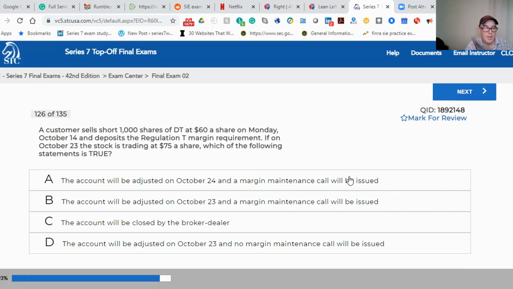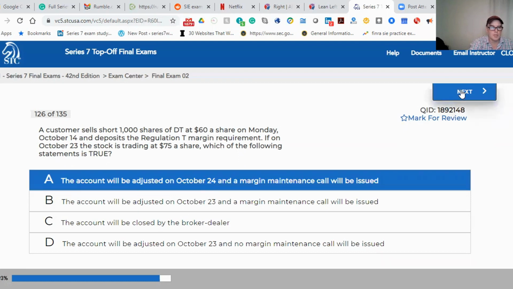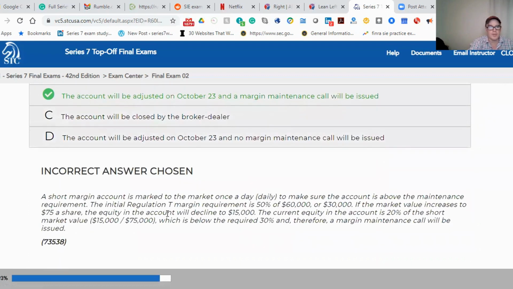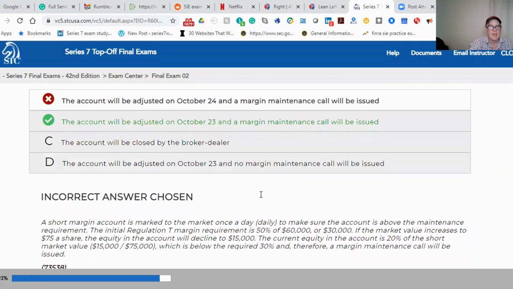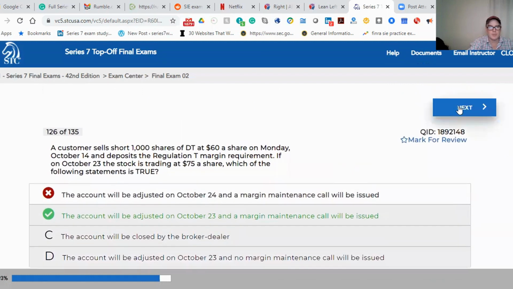Now, if on October 3rd the stock's trading at 75, well, it's higher than the 69. So that means we're in trouble. I'm going to get the date wrong, but I will owe a maintenance call. It's either going to be the 24th or the 23rd. I'm just going to make a guess. I don't know which one it is, and I don't really care because they'll never do this date thing. So let's say on the 23rd, because they do it the day of, I guess. I'll never see a question like that. The more important thing is that a maintenance call has to be done. There's my one or two wrong.